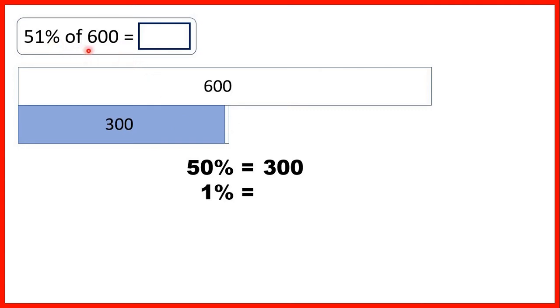To find 1%, we divide by 100, and 600 divided by 100 is 6, so we know that this 1% on our bar model must be 6. So we can see that to find 51%, we just need to add what we got for 50% to what we got for 1%. So 51% of 600 is 306.